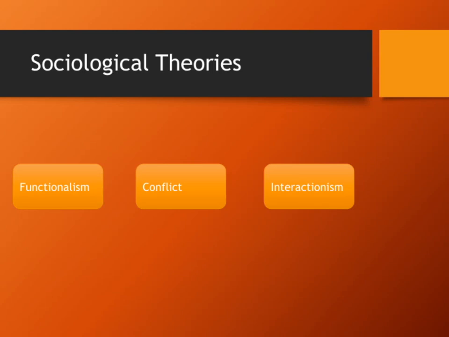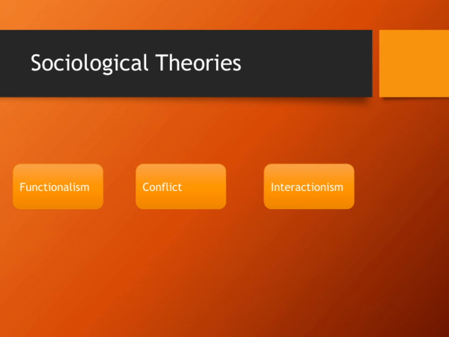Let's take a closer look at some of the major sociological theories that help us understand society. First, we have interactionism. This perspective emphasizes the importance of everyday interactions and the meanings people assign to their actions. It's about understanding how individuals create and interpret social reality through communication.